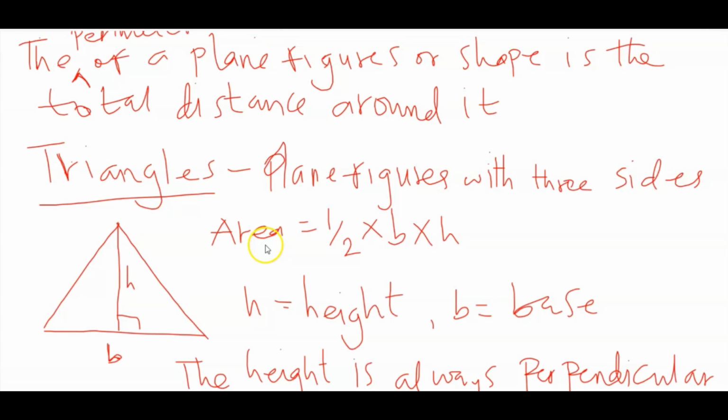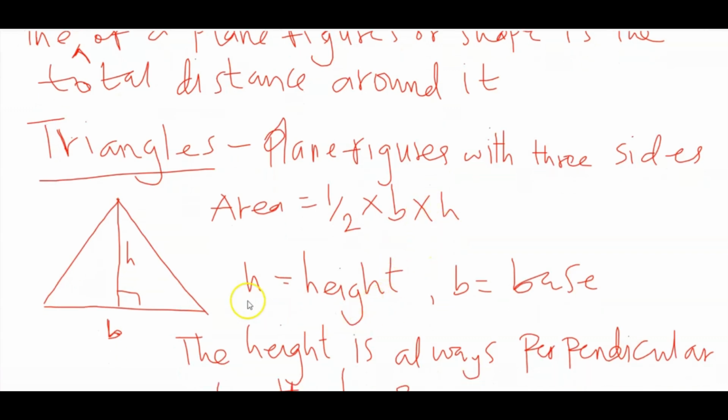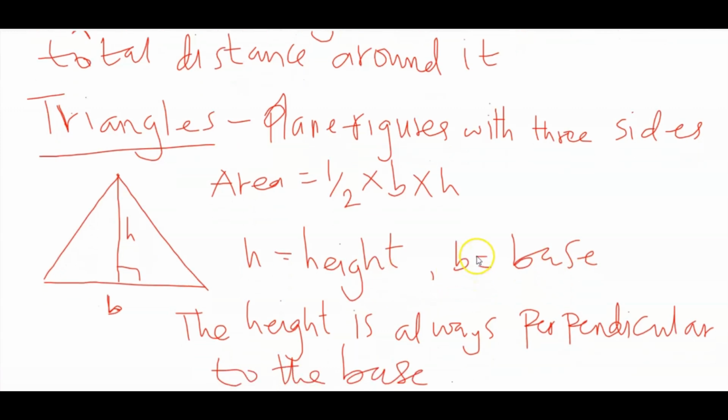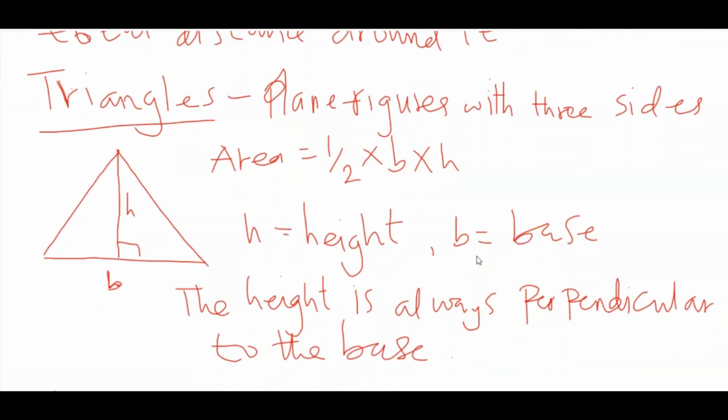If you have a triangle, then the area is given by this formula: half times the base times the height. H is the height, B is the base. One thing I also want you to note is that the height is always perpendicular to the base. If you look at this triangle, the height is perpendicular to our base, which means the height always forms an angle of 90 degrees. Are you getting it? Let's take note of that.